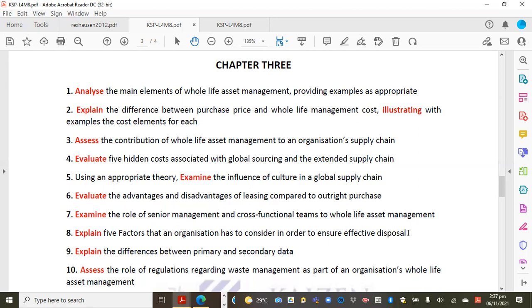You kindly take note. Question 8: the factors that an organization has to consider in order to ensure effective disposal. Then explain the differences between primary and secondary data.